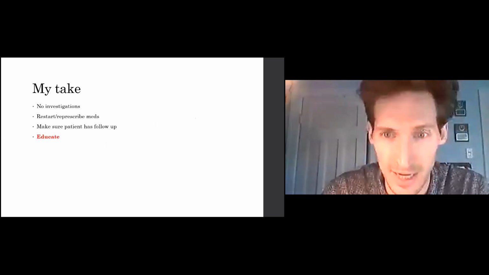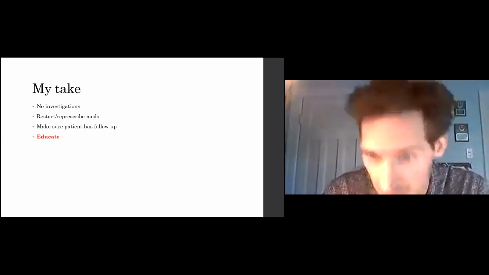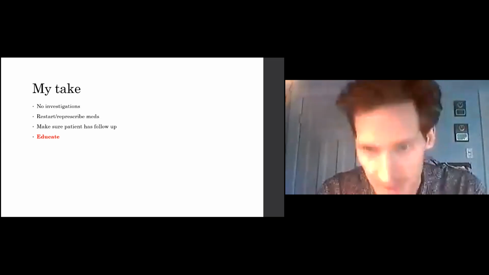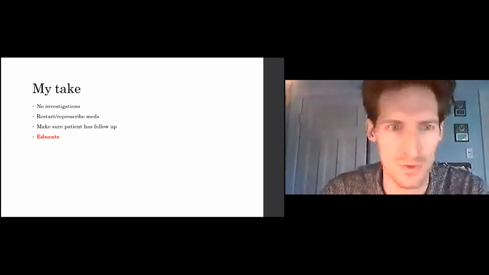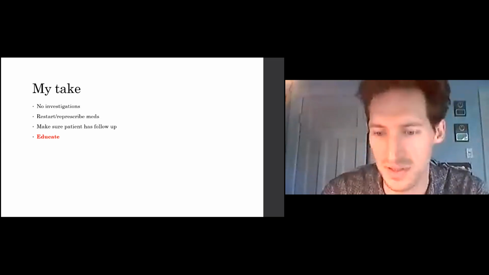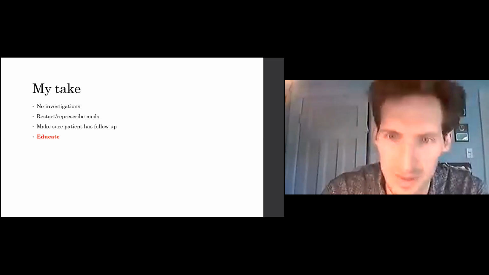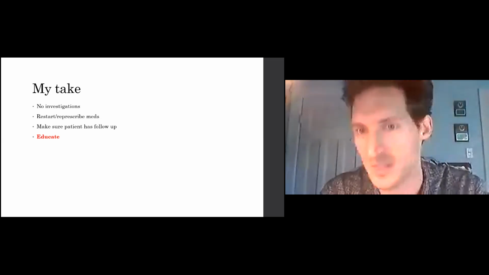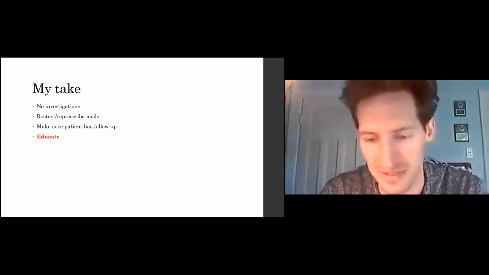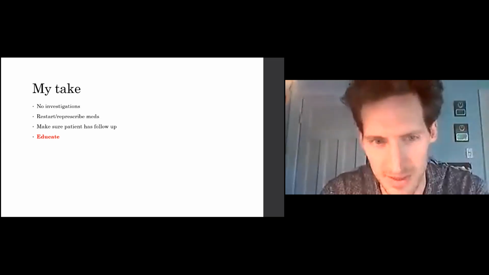And educate the patient, maybe educate the pharmacist that sent them over, maybe educate the primary MD. So those would be the four things that I would focus on to do for these patients. Now, the guidelines do mention that we should consider prescribing a first or a new antihypertensive for these patients.